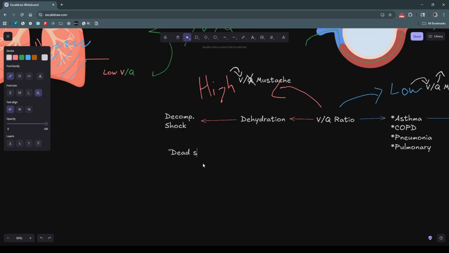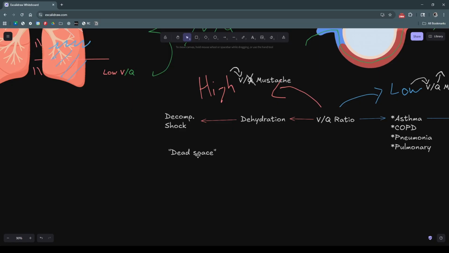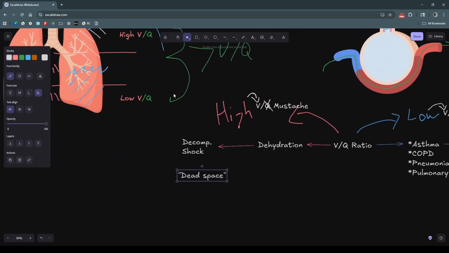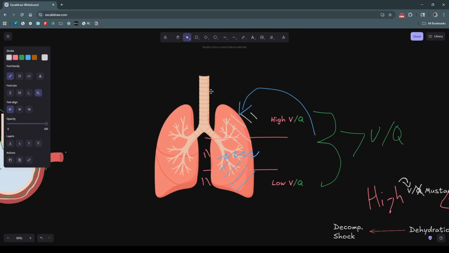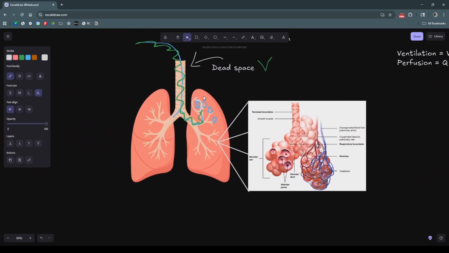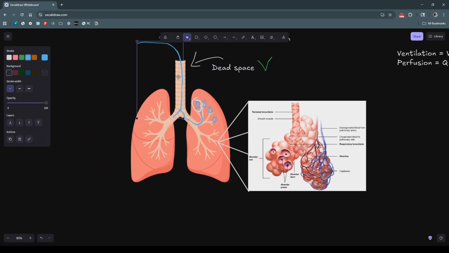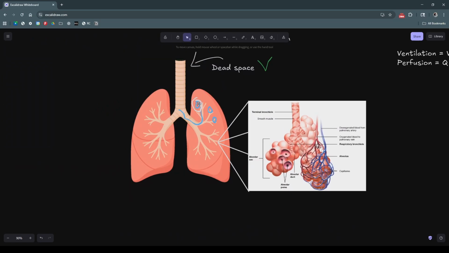Oh boy, dead space. We're talking about dead space because it's gotten so bad, whereas over here we were referring to it as shunting. Now you might say, but isn't dead space normal? And it is normal to have anatomical and physiological dead space like this over here. Where it becomes abnormal, and what we're referring to when we say pathological, is when it's now starting to negatively affect our alveoli, right?